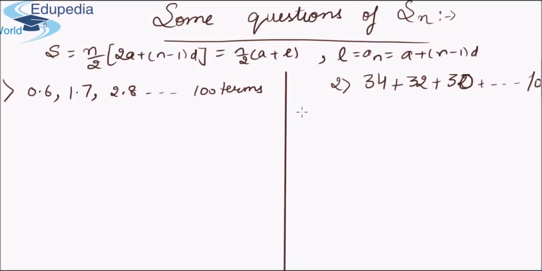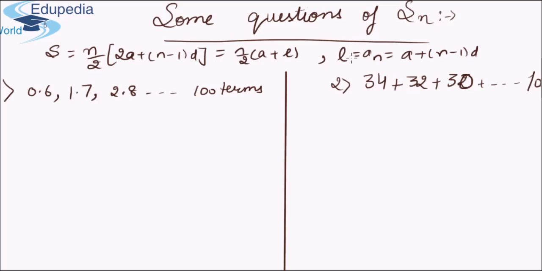Virtual Word Free Education. In this video, we'll be dealing with some questions on the formula derived about the sum of different terms of a given arithmetic progression. Friends, we have derived that sum equals n by 2 into (2a plus (n minus 1)d), or n by 2 into (a plus l), where n is the number of terms, a is the first term, d is the common difference, and l is the last term.